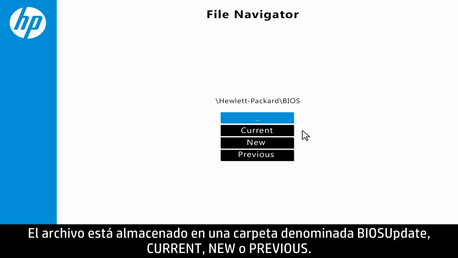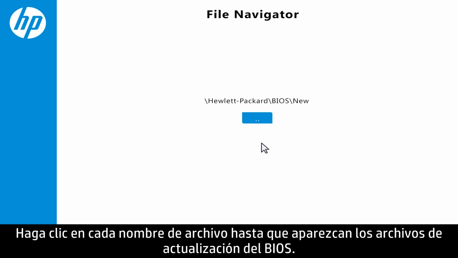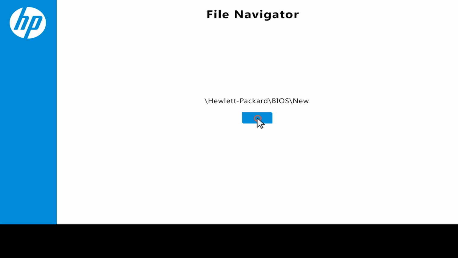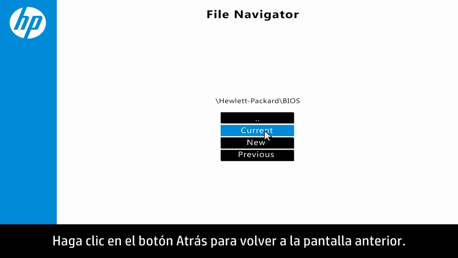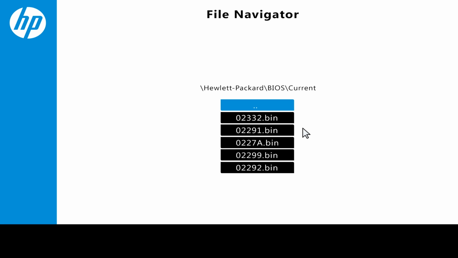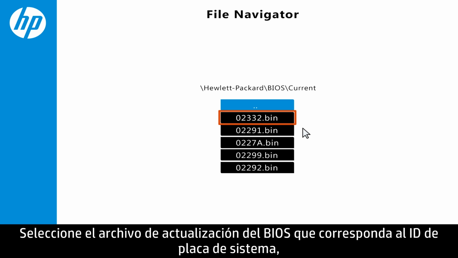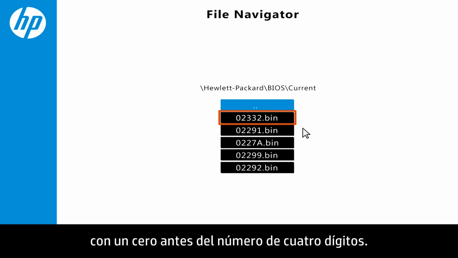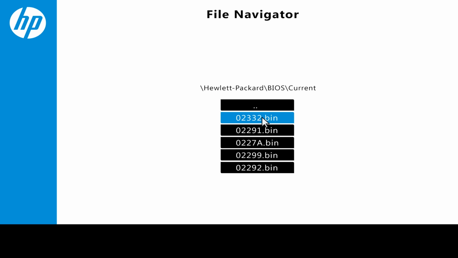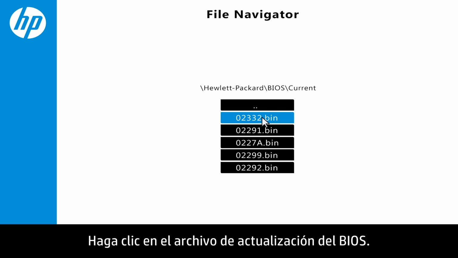The file is stored in a folder named either BIOS Update, Current, New, or Previous. Click each file name until the BIOS update files appear. Click the Back button to go back to the previous screen. Select the BIOS update file that matches the system board ID, with a zero before the four-digit number. Click the BIOS update file.